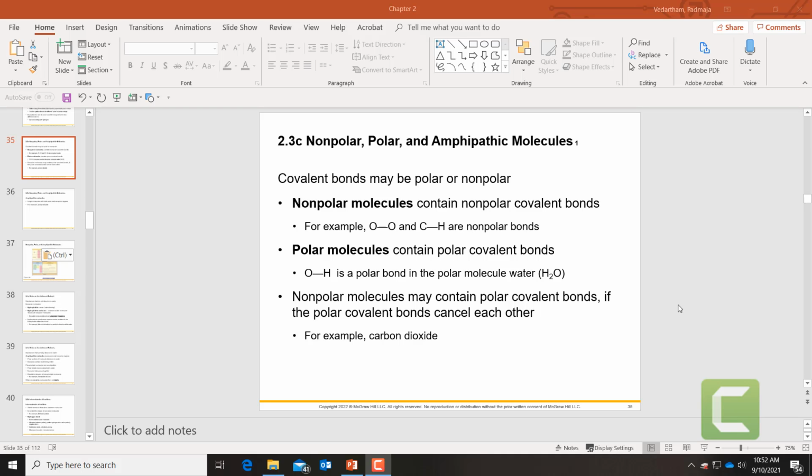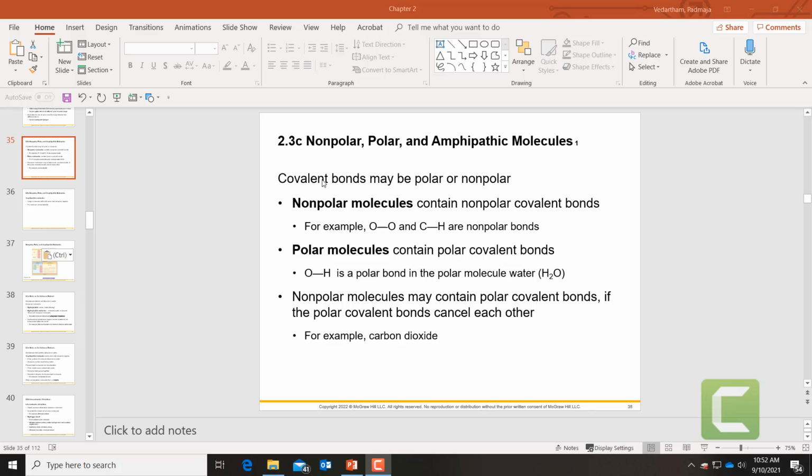So this is part of chapter 2. I'm going to go over nonpolar, polar, and amphipathic molecules. Amphi means ambivalent, right? Like amphibians, who live both on land and in water. So these molecules are both polar and nonpolar. And I'll also talk about water in this segment.